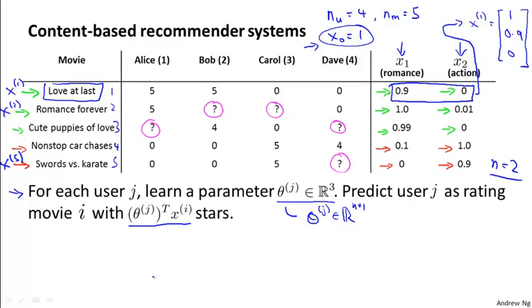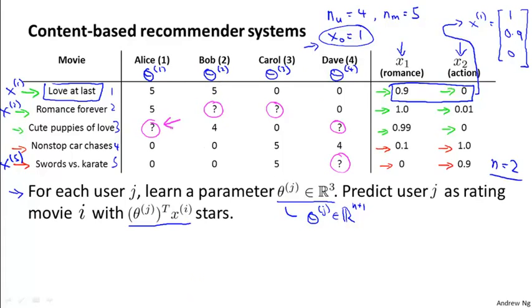So let's take a specific example. Let's take user 1. That would be Alice, and associated with Alice would be some parameter vector theta 1. And our second user, Bob, will be associated with a different parameter vector theta 2. Carol will be associated with a different parameter vector theta 3, and Dave a different parameter vector theta 4.